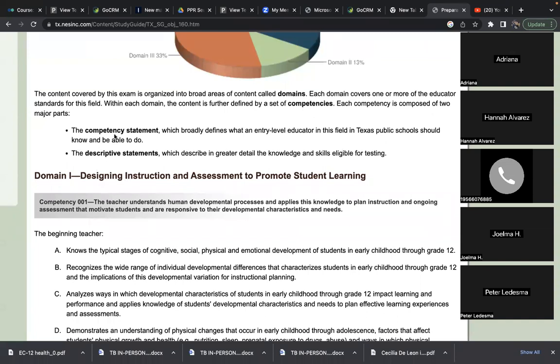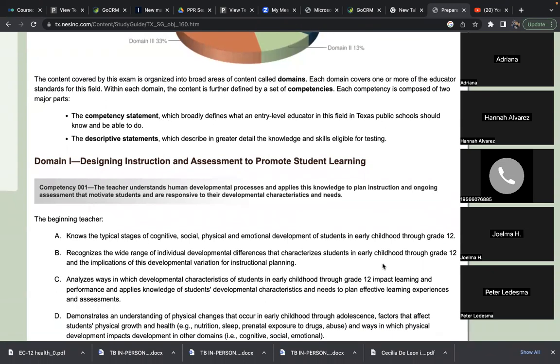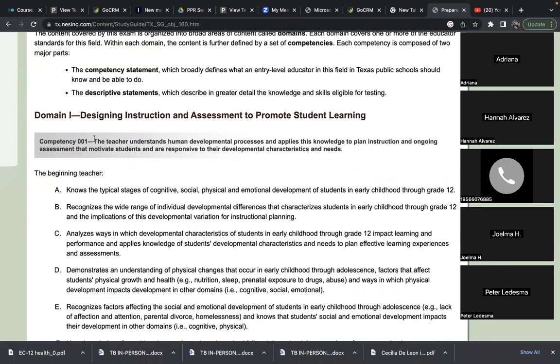The way we read these is you have the competency statement, and that's very broad about what you should know and be able to do broadly. The descriptive statement is the specifics. What particular skill is going to be testable? What knowledge, concept, or skill is going to be eligible for testing? It is up for grabs. So anything, this is broadly, you need to know this.